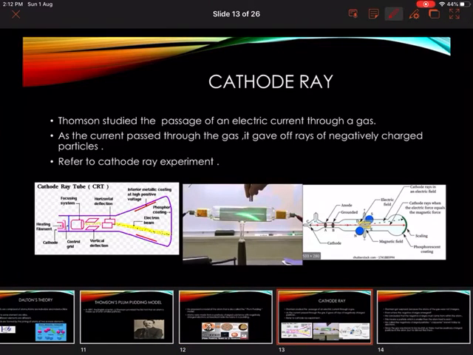The experiment he did was the cathode ray experiment. Thomson studied the passage of an electric current through a gas. He allowed current to pass through a gas in a cathode ray tube. As the current passed through the gas, it gave off rays. These rays are negatively charged. Look how they deflected to the positive side. So the charge here must be opposite, which is negative.